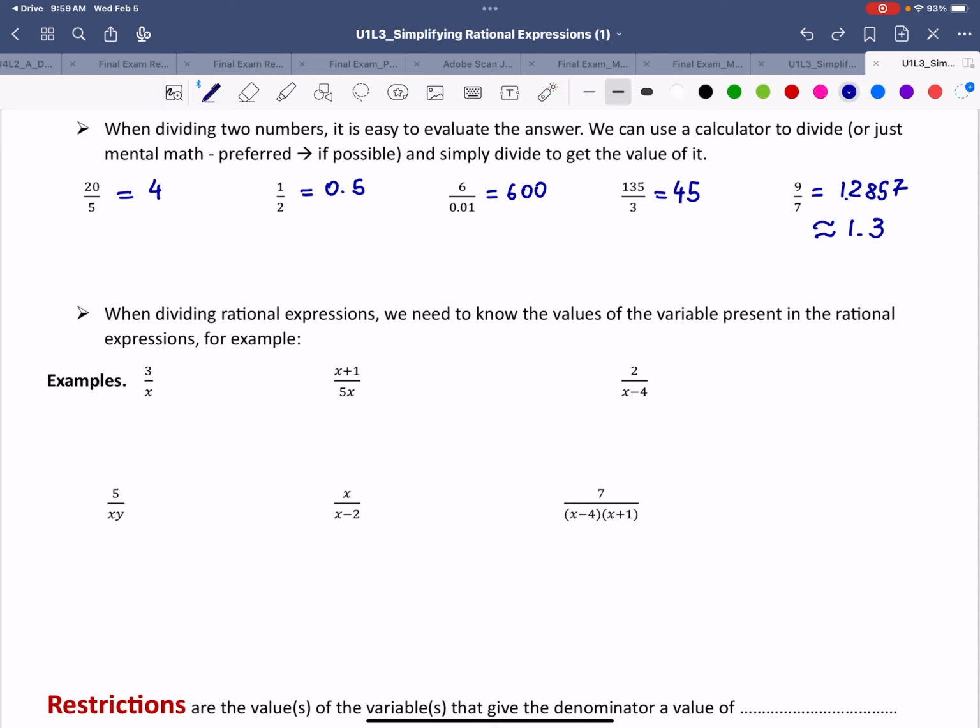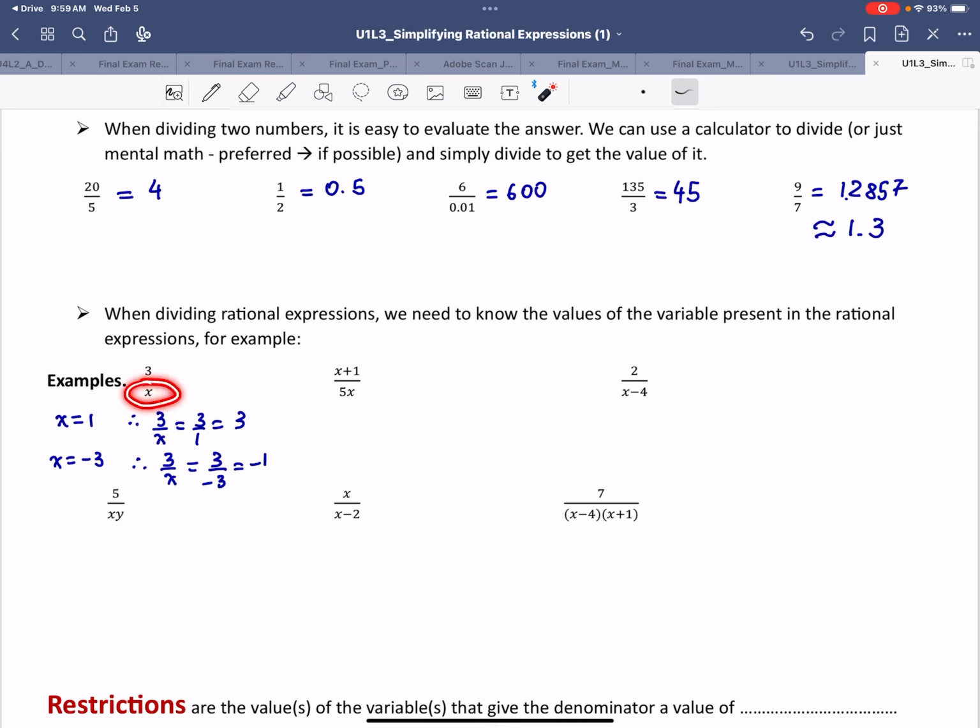As examples, I'm going to take x equals 1. So if x equals 1, then 3 over x equals 3 over 1, that is 3. If x equals a negative number, and I'm going to take as an example negative 3, then 3 over x would be 3 divided by negative 3. So the answer is negative 1. So as you can see, we can substitute many values of x into the rational expression 3 over x and evaluate it.